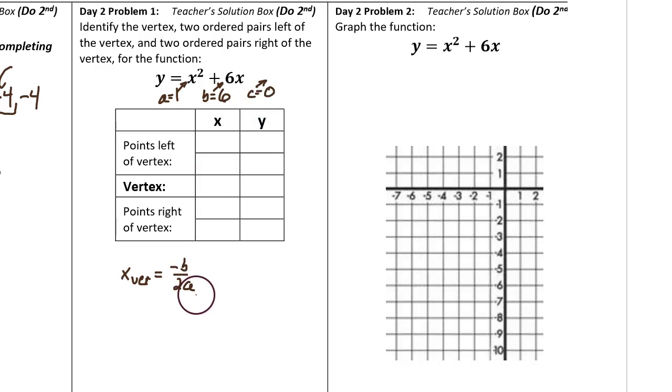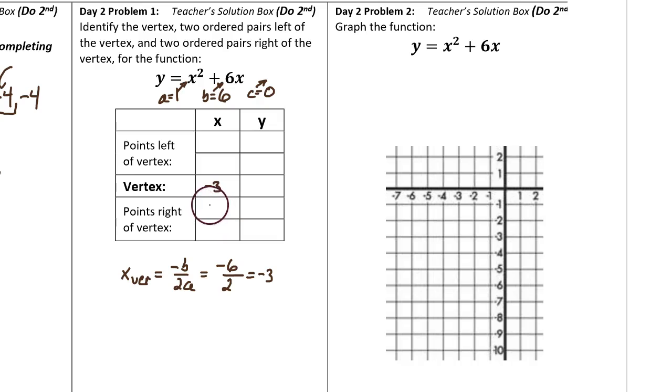Let's substitute b and a into our formula. So negative b is negative 6. 2 times a is 2. And this simplifies to negative 3. So we just discovered the x-coordinate of the vertex point. Let's fill it in our chart.